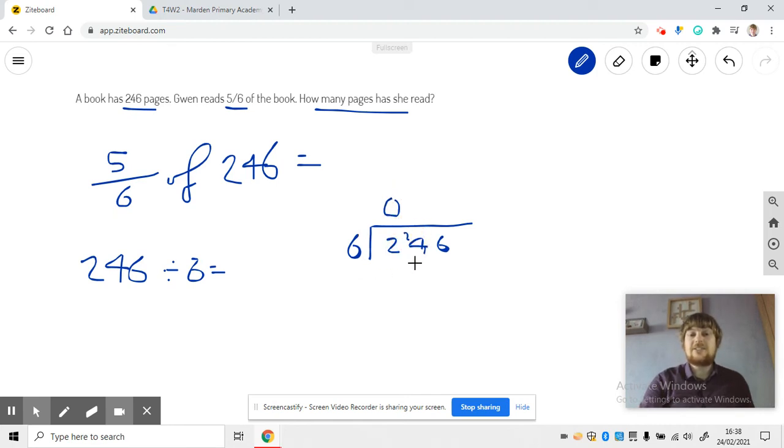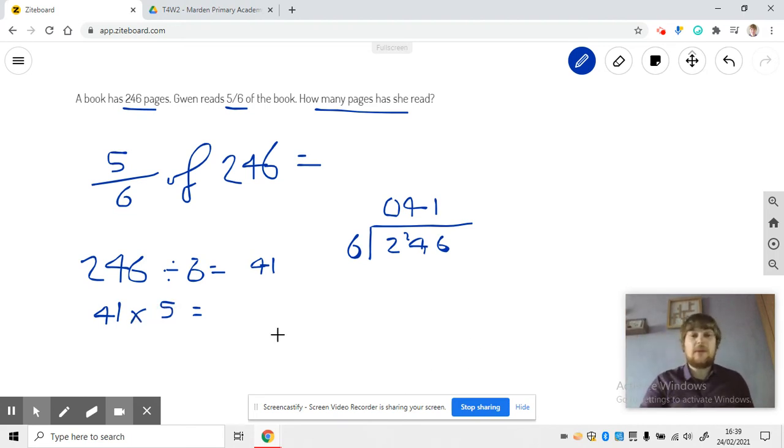Now, how many 6s go into 24? Well, I know that goes in perfectly with 4. And then how many 6s go into 6? 1. So 246 divided by 6 equals 41. So 1/6 is 41. But I need to multiply that by 5, because Gwen read 5/6 of the book, not 1/6.